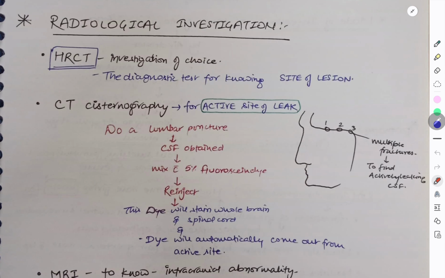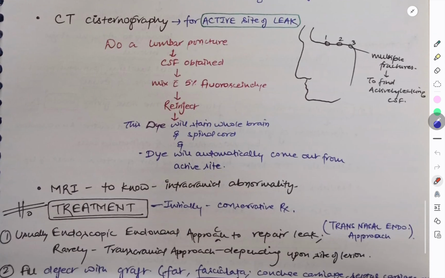Here we do a lumbar puncture and obtain CSF. Now mix this CSF with 5% fluorescein dye and then re-inject. The dye will stain the whole brain and spinal cord, and the dye will automatically come out from the active site. If this is the active site and we inject it back, the dye will come out from this site automatically, but it will not come from the other sites. So we can find out the active site of leakage. To find the active leaking site, we do CT cisternography.